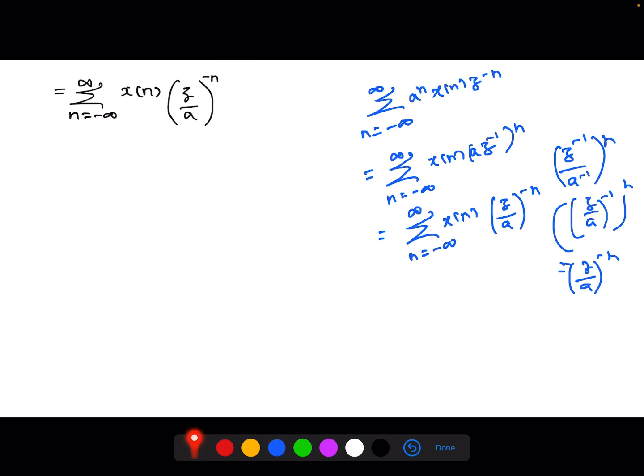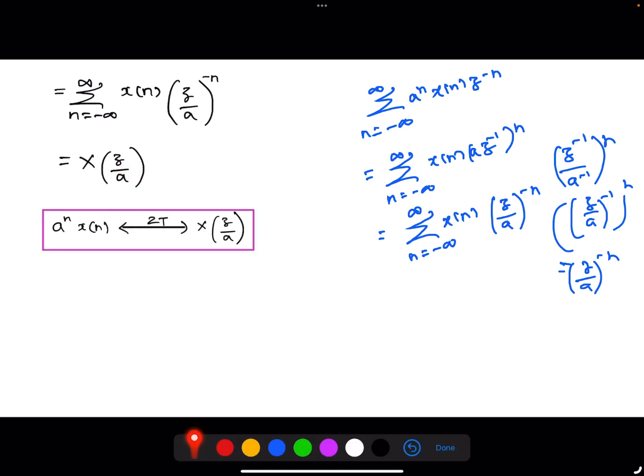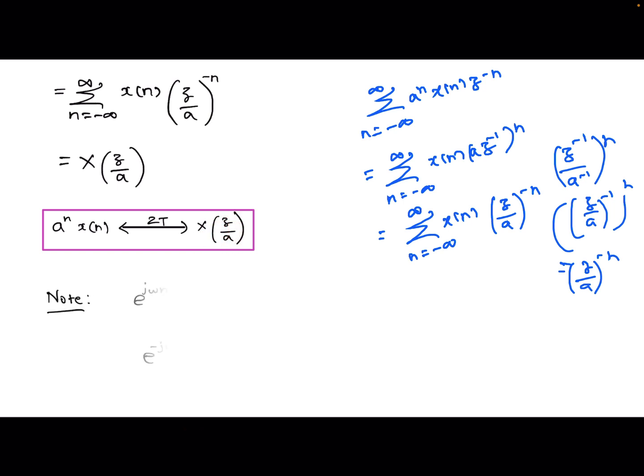Now you closely watch this. In place of z power minus n, you have z by a. Therefore we could say that this is equal to z transform of z by a. So that is how we derive this result. So the z transform of a to the power n into x of n, which is the exponential sequence multiplication, leads to capital X of z over a.